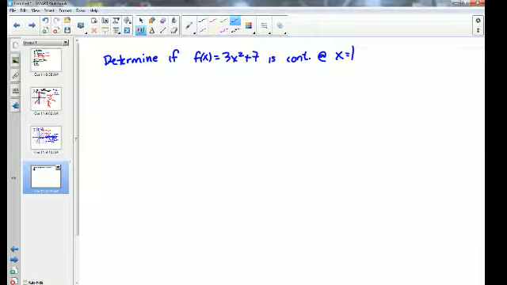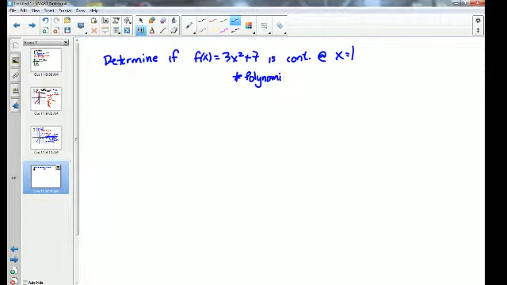What shape is that? It's a parabola, right? A parabola is continuous? Yeah, it's a polynomial. Polynomials are always continuous. Linear, quadratic, cubic, those are all continuous. So we automatically know this is going to be continuous, right? We just need to show it. Okay, so just put a star there.